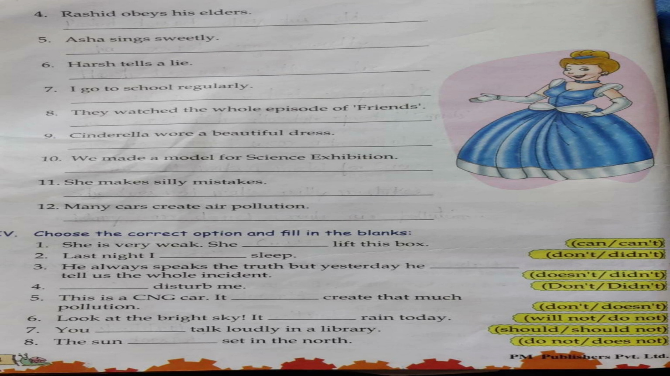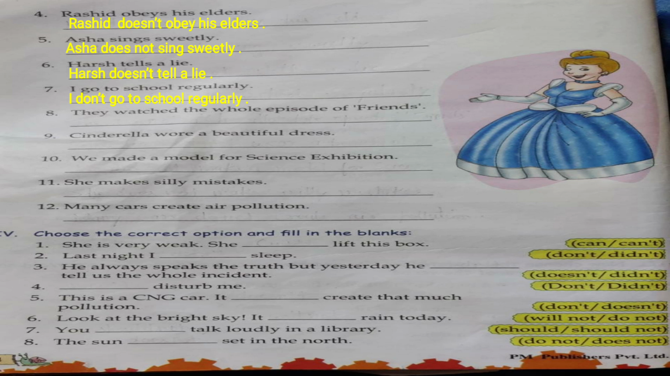Rashid obeys his elders. Rashid obeys. So we will use here: Rashid doesn't obey his elders. Asha sings sweetly. So the correct sentence would be Asha does not sing sweetly. Harsh tells a lie. So the correct sentence is Harsh does not tell a lie. I go to school regularly. So we will use here: I don't go to school regularly.